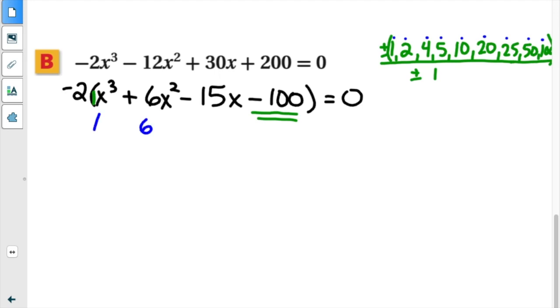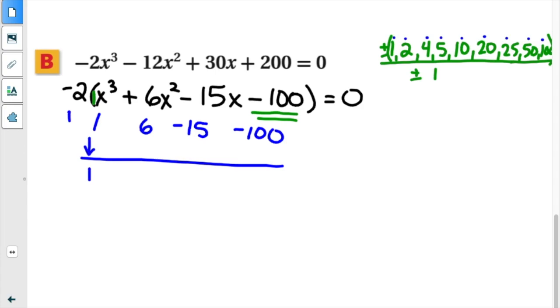Synthetic division. Now, I personally probably wouldn't even try 1 initially because I have to build up. I have to end up with positive 100 over here somehow. So I probably won't get there just by using 1. So let's try 4. Let's try that out.